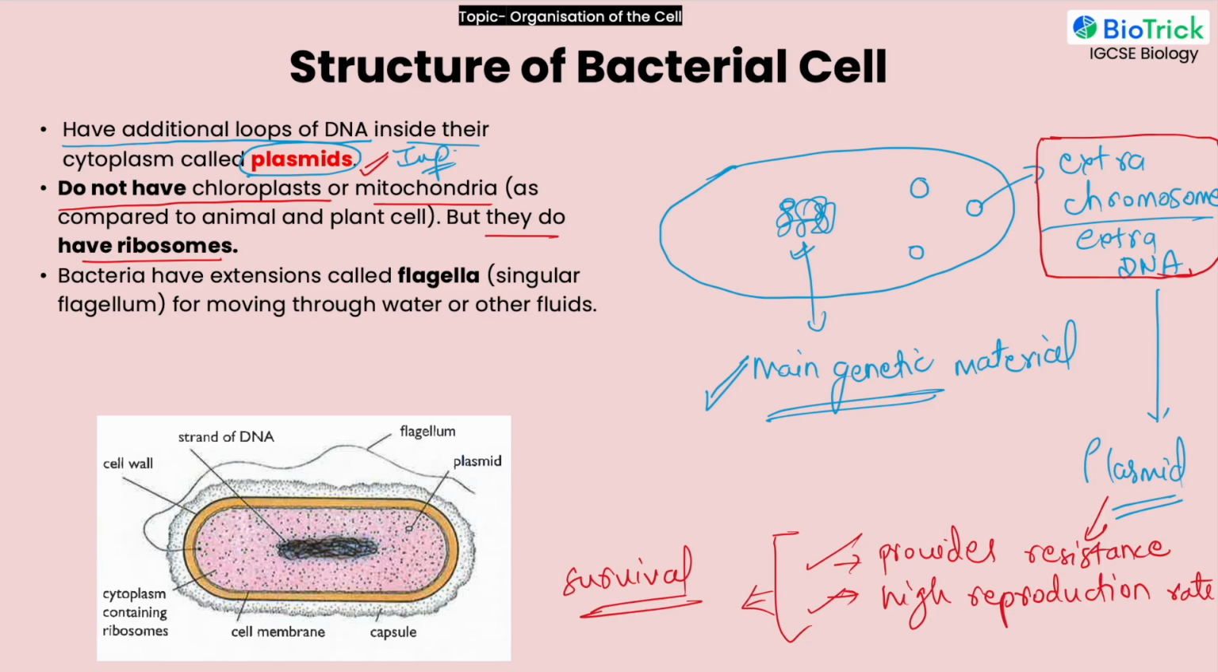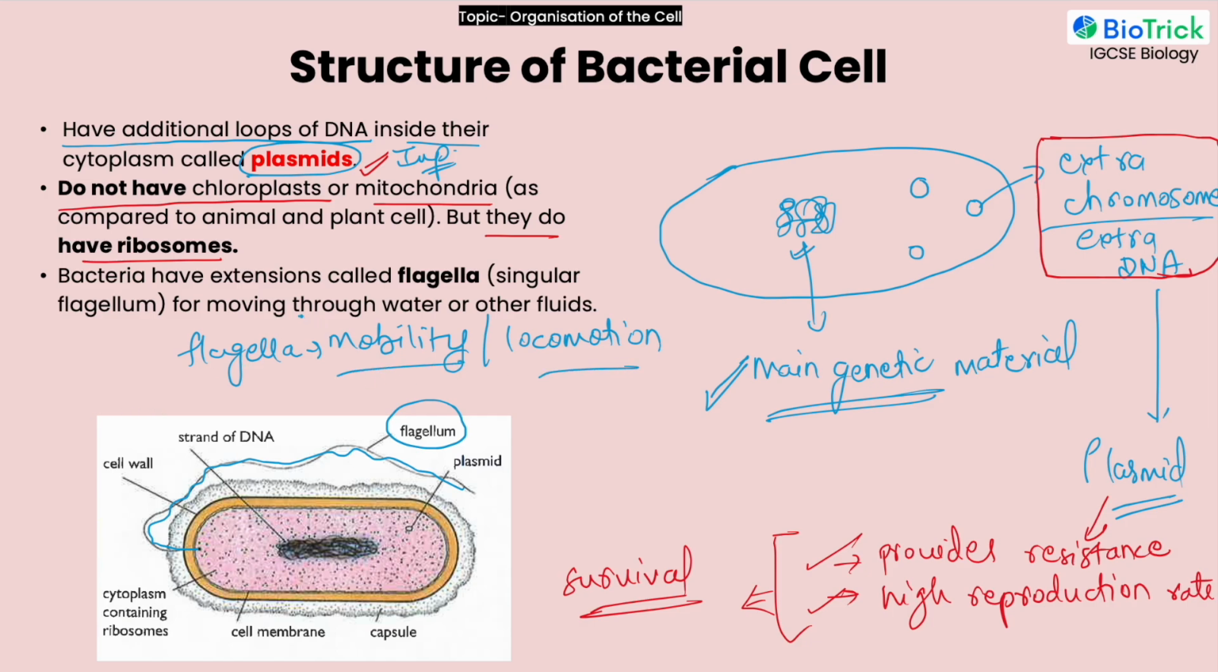Another important structure in the bacterial cell is flagella. This whip-like structure is flagella. Flagella basically helps in locomotion, mobility or movement of the bacterial cell through water or other fluids.